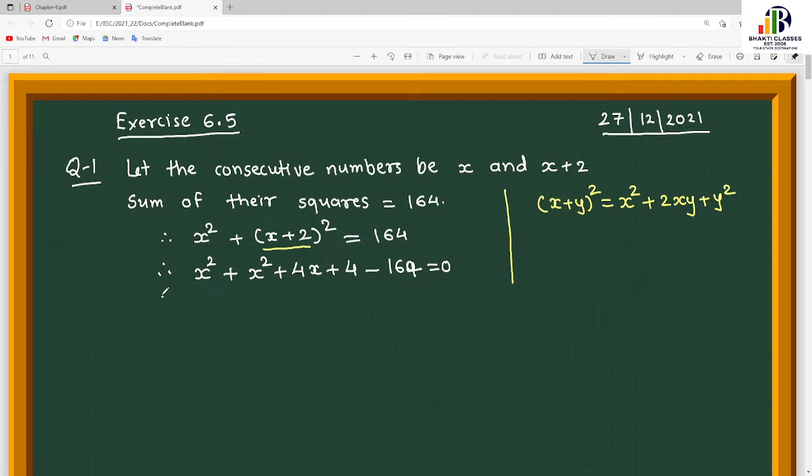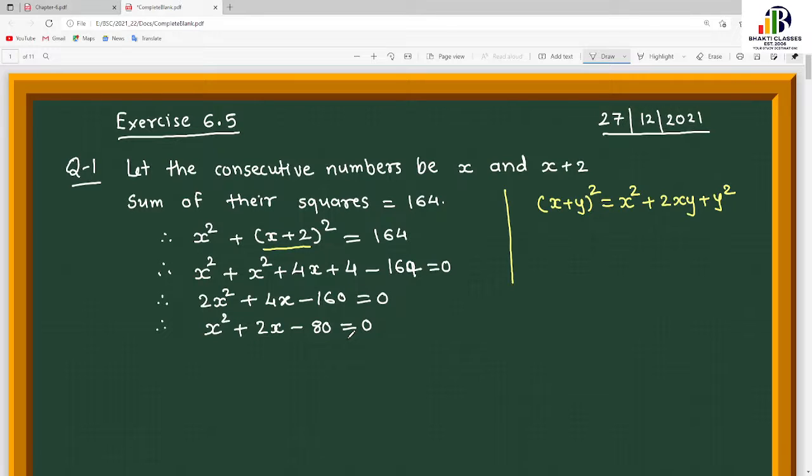So we will have now 2x square plus 4x minus 160, which is equal to 0. So this is a quadratic equation. Taking 2 common, we will have the quadratic equation x square plus 2x minus 80 is equal to 0.